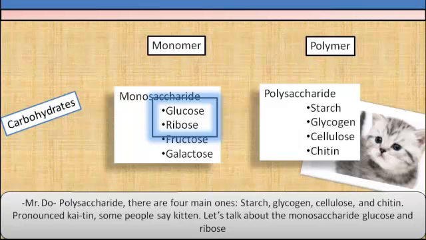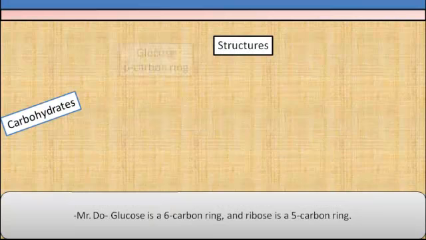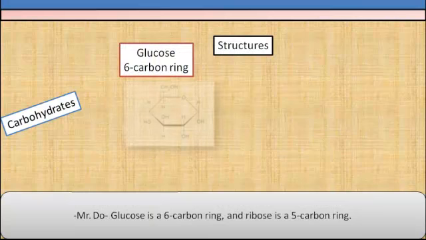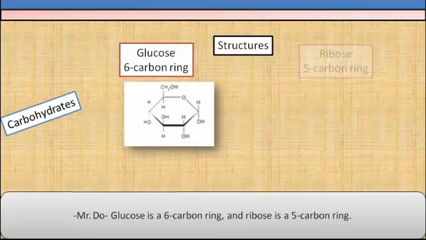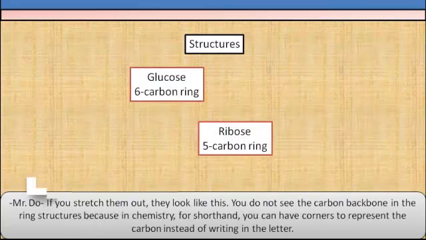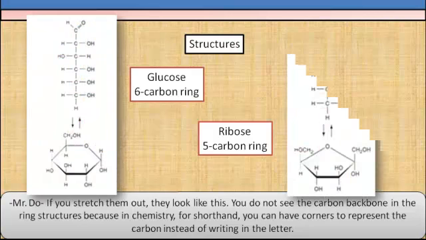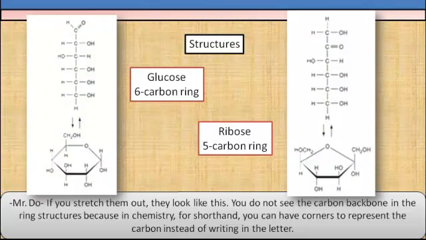Let's talk about monosaccharides, glucose and ribose. Glucose is a 6-carbon ring, and ribose is a 5-carbon ring. That means they're composed of carbon, and together they form a ring-like structure. If you stretch them out, they look like this. You do not see the carbon backbone in the ring structure because in chemistry, for shorthand, the corners represent the carbon instead of writing in the letter. Saves you more time.